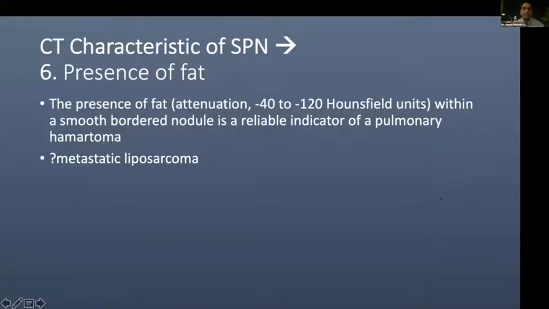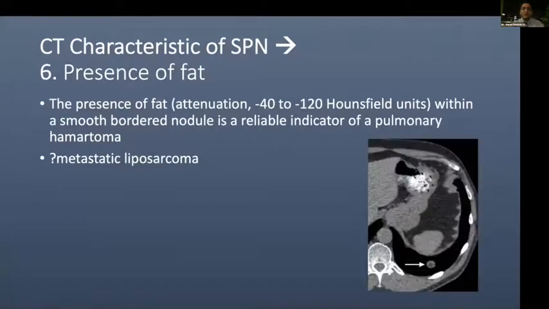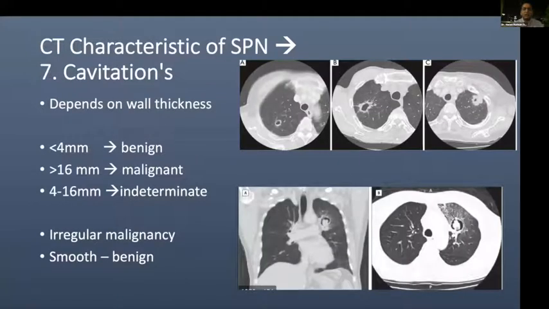So the 6th point out of 8 points is the presence of fat. When you usually see fat within the lesion, it most likely points to a pulmonary hamartoma. There are rare occasions where you can get metastatic liposarcoma in the lung, and they actually have a fat component within it. The 7th out of the 8 components we look at on CT scans is cavitation.